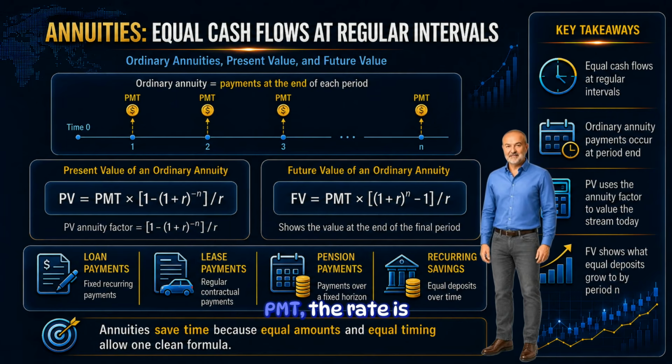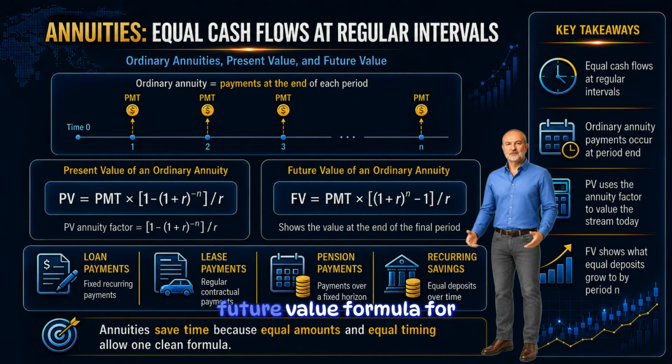If the payment is PMT, the rate is R, and the number of periods is N, the present value is PV equal to payment times 1 minus 1 plus R raised to the power of negative N, all divided by R. The bracketed part is the present value annuity factor. It tells us the present value of receiving $1 at the end of each period for N periods. Once we know that factor, we multiply by the actual payment.